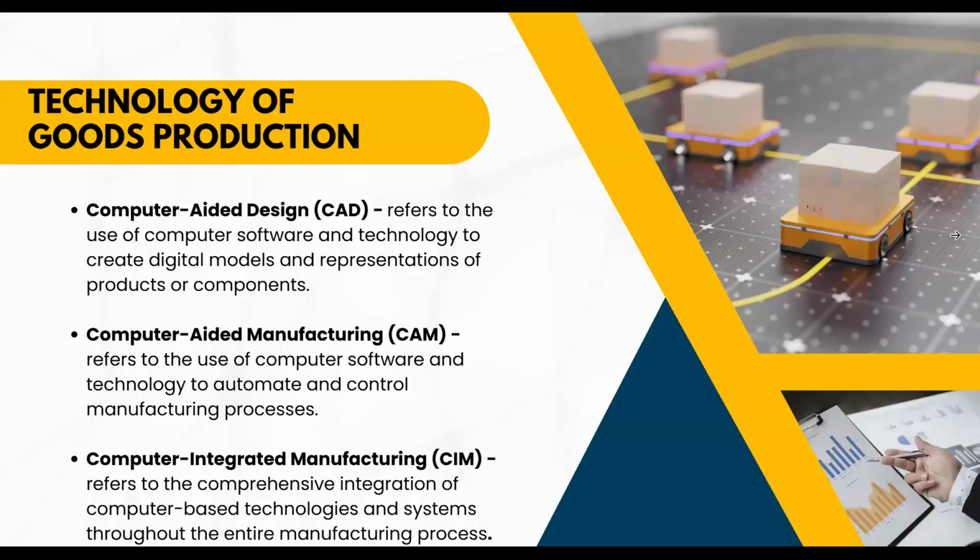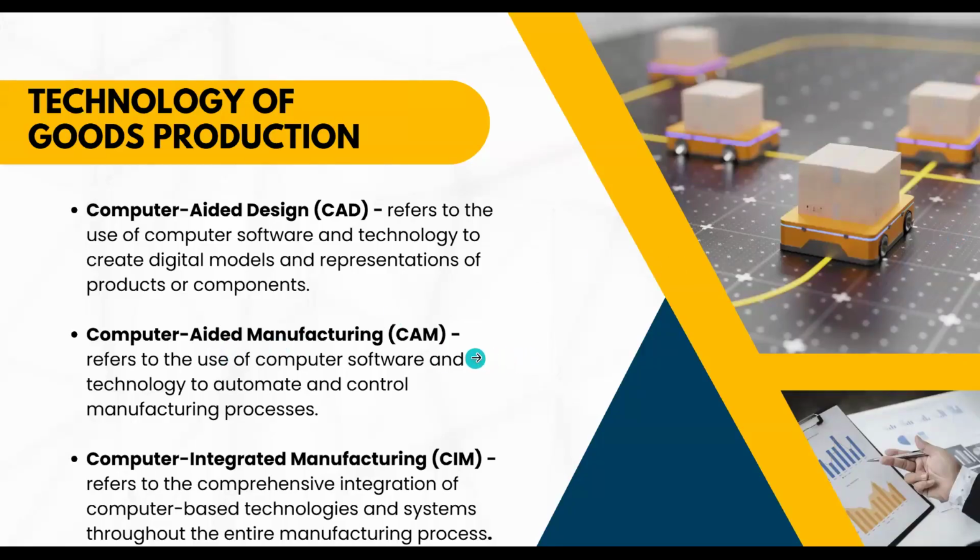Some examples of technology of goods are computer-aided design, also known as CAD, which refers to the use of computer software and technology to create digital models and representations of products or components. Some examples of CAD are designing automotive parts, designing bridges and tunnels, designing aircraft and space vehicles, and obtaining a visualization of a construction site.